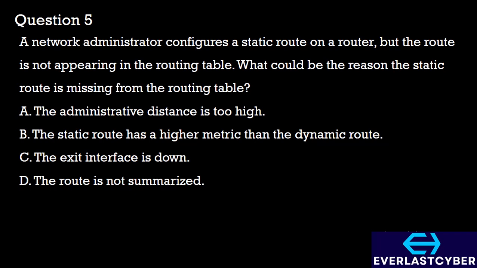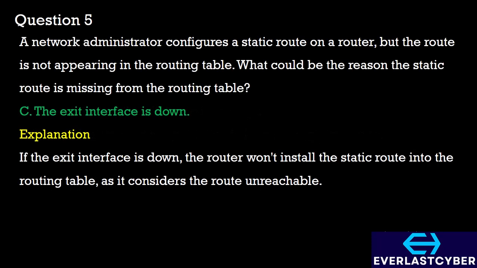In option C, when a static route is configured, for it to be installed in the routing table, the exit interface must be up and operational. So if the exit interface is down, the router will not install the static route into the routing table because it will consider that route to be unreachable. For option D, summarization affects routing efficiency, but it does not affect whether a static route will appear in the routing table. So our answer here is option C. If the exit interface is down, the router will not install the static route into the routing table.